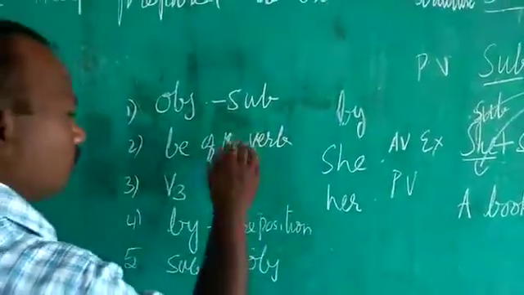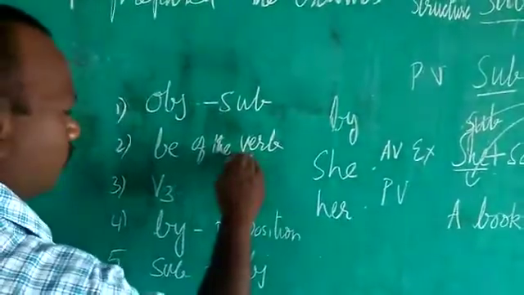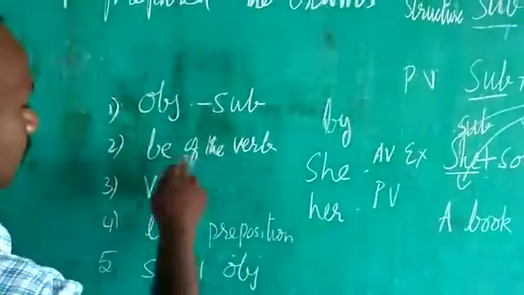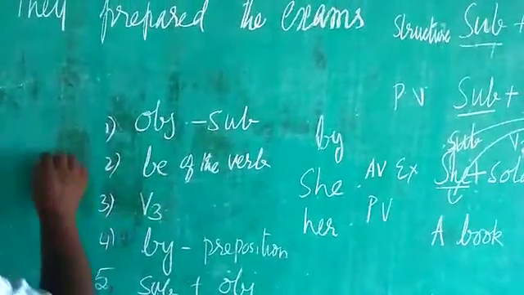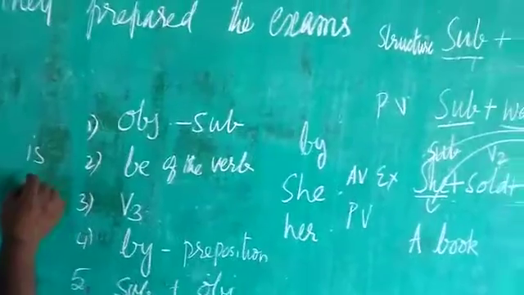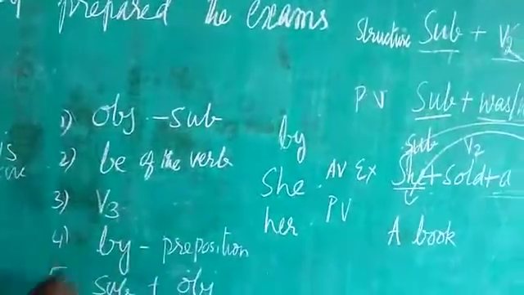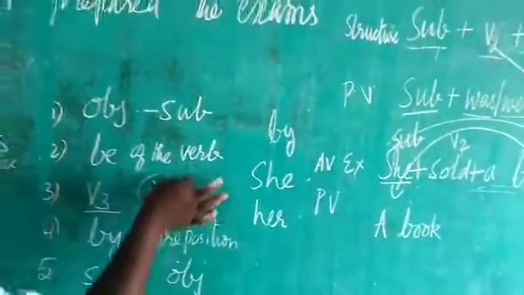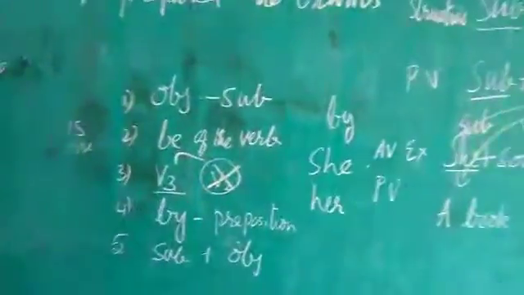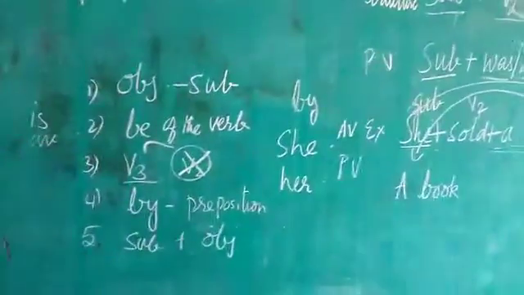Be form or suitable form of the verbs. Okay, suitable forms of the verbs. That is be form, like is, are, you have to follow. This is the third step. Actually in the sentence you can see the V2 form, children. This V2 form should change into V3 form. Okay, that is the 3rd step you have to remember.